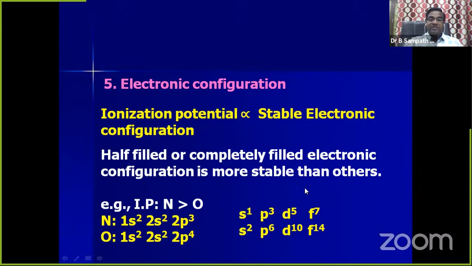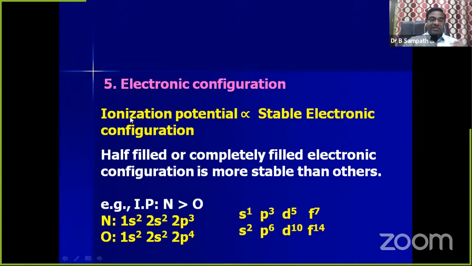We know very well, while filling the electrons in the degenerate orbitals, first the electrons are singly occupied, and later they are paired up. So when the configuration is p3, this is singly occupied, the half filled one. p6 is the completely filled one. In the same way, d5 half filled, d10 completely filled, and f7 singly occupied, f14 completely filled electronic configuration.